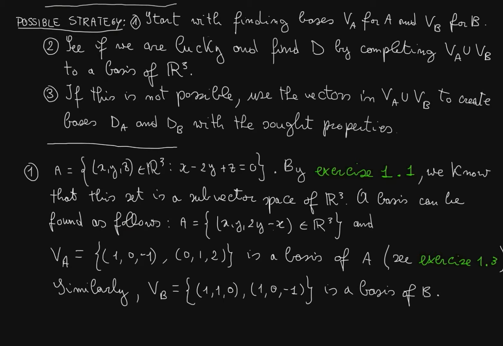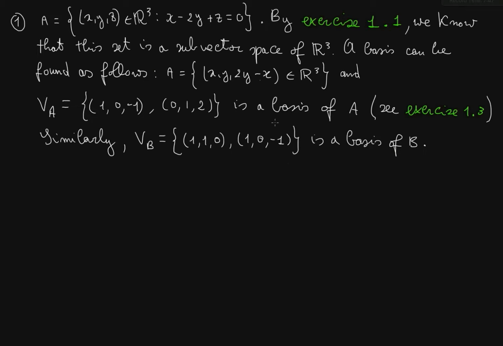Now, similarly, we can find that VB has a basis (1, 1, 0) and (1, 0, negative 1), exactly in the same way, so we will not repeat it. Now let's see if we have been lucky with the choice of these two bases, VA and VB, and see if we can extend the union of VA and VB to a basis of R3.